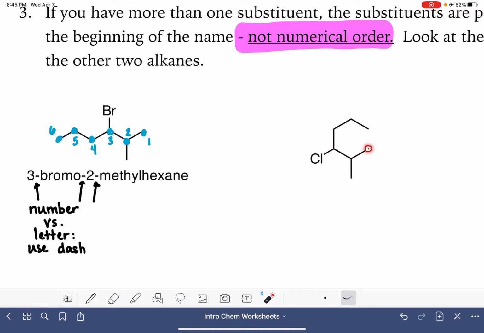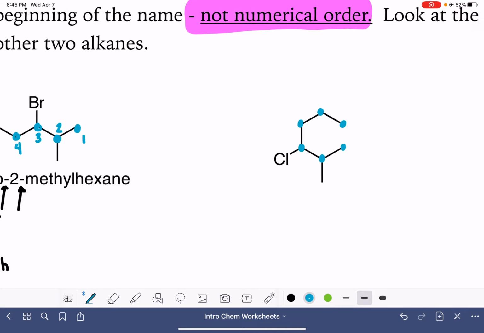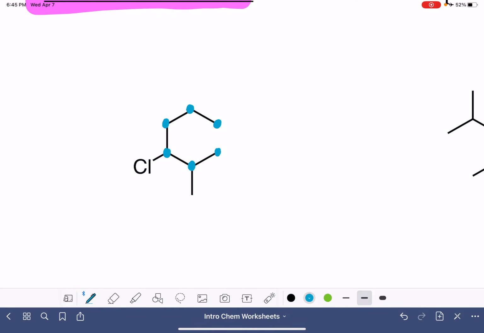We do have another possible branch like this. That's only 3 carbons, though. That's definitely not our longest. So I'm going to go with this being our longest chain of carbons, like that. And we want to number that chain starting at the end closest to the first branch. So here's our 2 ends. So we want to start on this end because it's closest to our first branch. 1, 2, 3, 4, 5, 6.